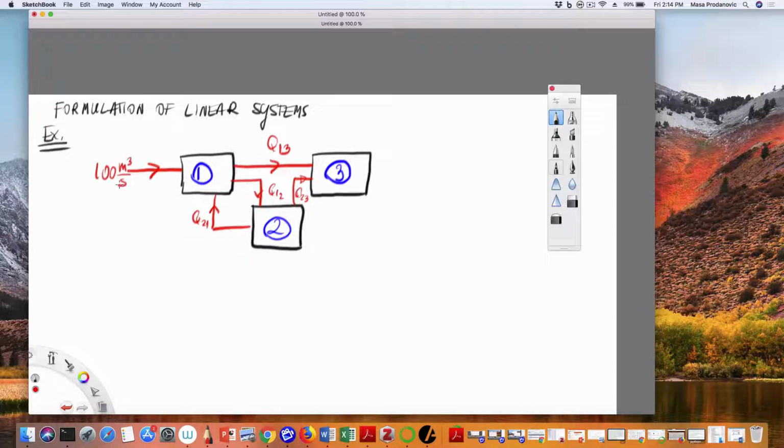Is there not a flux from 3 to 2? No. But 3 is getting a separate line of some chemical, whatever chemical that might be. That is 20 meter cube per second. And then there's flux going out called Q33. We want to figure out what these fluxes in between are at steady state.